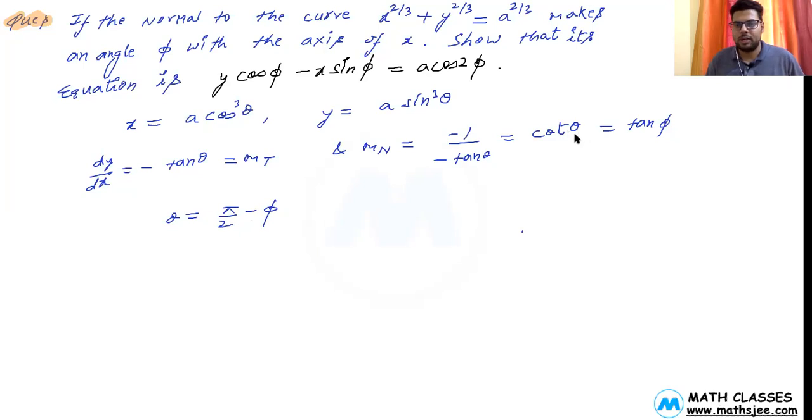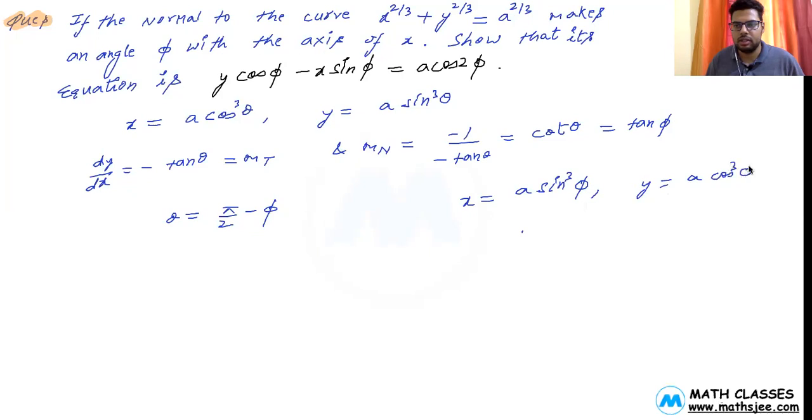So cot of pi by 2 minus phi is tan phi. So basically in this x, now you can replace theta with pi by 2 minus phi. So the point in consideration according to this angle phi has now become x equals a sin cube phi. Now this is the point that we were looking for. y equals a cos cube phi, right? Now we have to find the equation of the normal. Now we have the slope and we have the point.